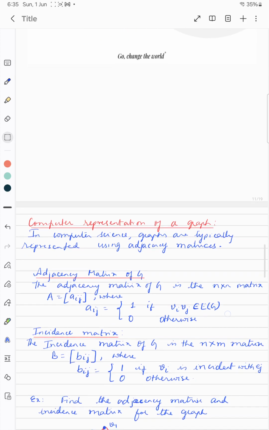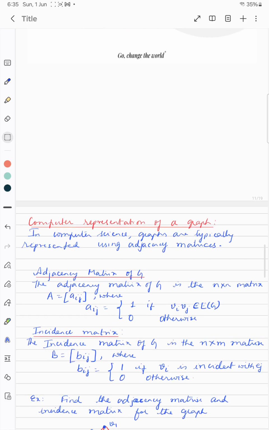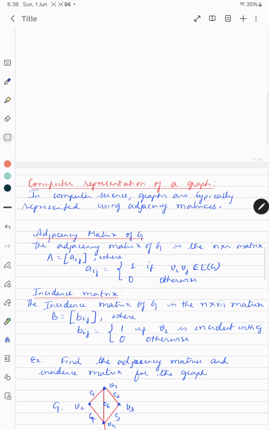An adjacency matrix of G of order n is an n cross n matrix A, the array of elements Aij, where Aij takes the value 1 if ViVj is an edge of the edge set E of G, and it takes the value 0 otherwise.